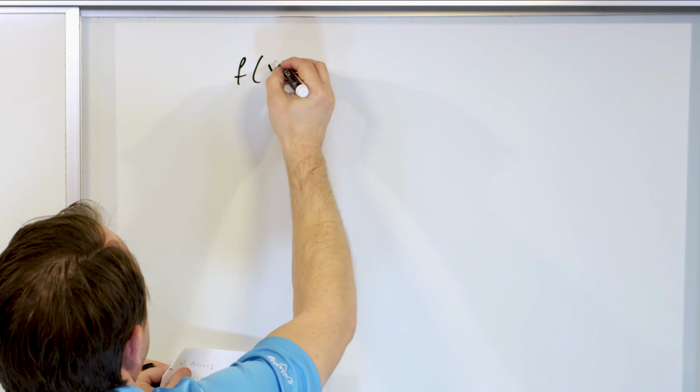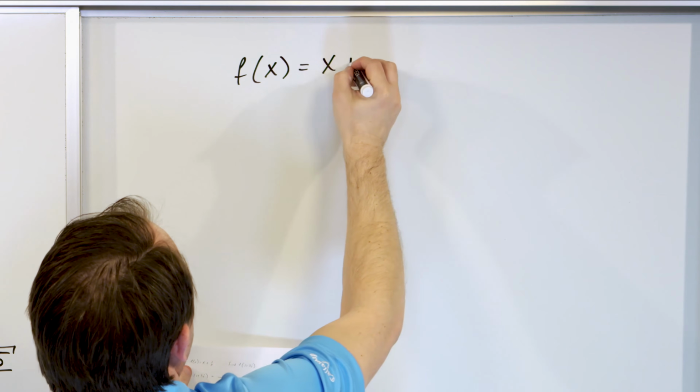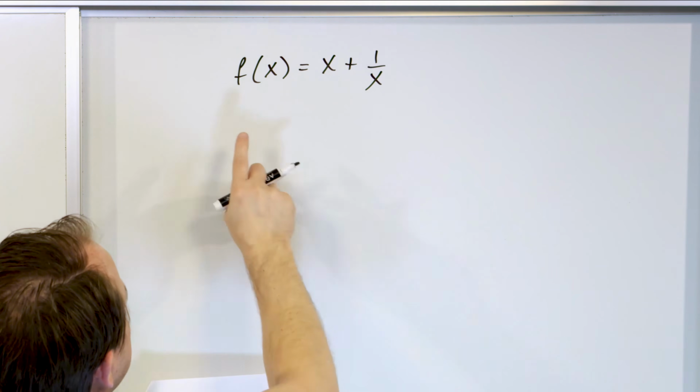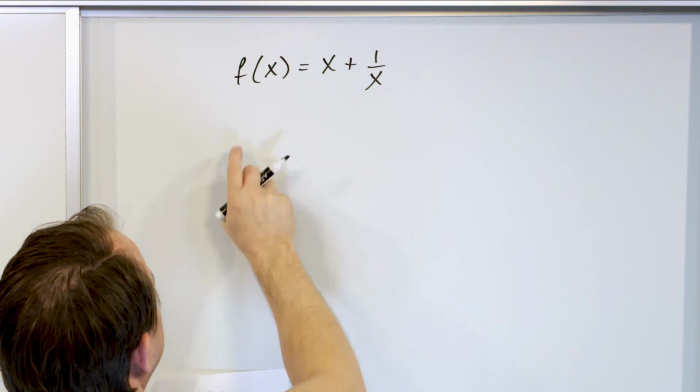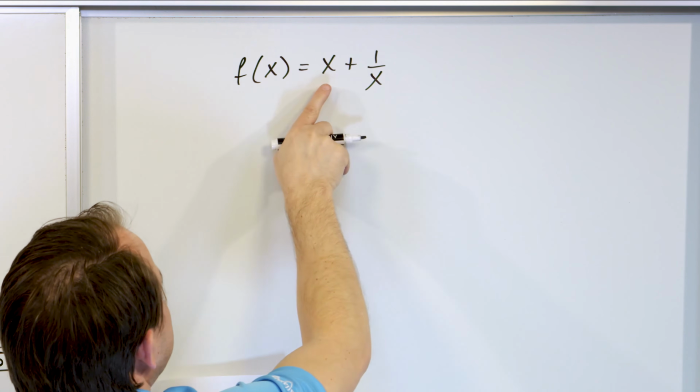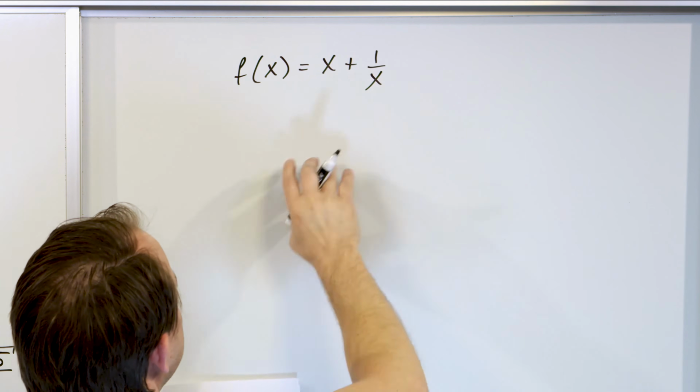Let's take a function here, f of x equals x plus 1 over x. And you know what to do if you put the number 1 in here. You just say 1 plus 1 over 1. Or if you put the number 5 in here, then the machine says 5 plus 1 over 5. I mean, you know how to do that.